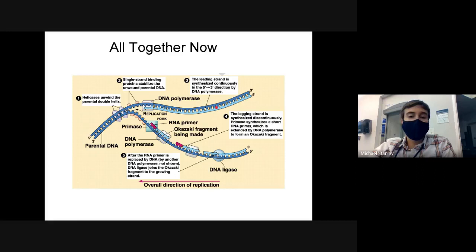All right, so leading and lagging. Leading is constantly being filled in by polymerase 3. Lagging has lots of short fragments being built by polymerase 3. And then all of the little primers being put down are going to be replaced by polymerase 1.